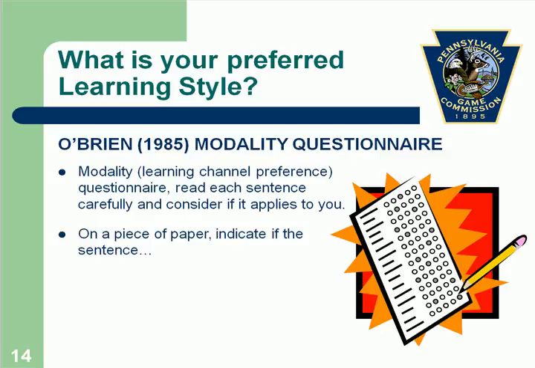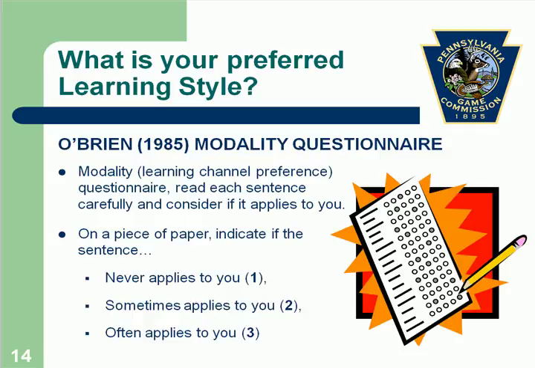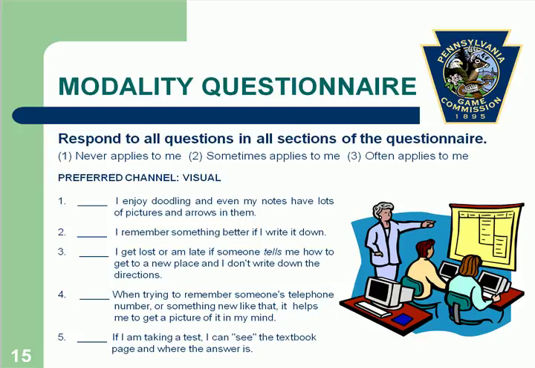On a separate piece of paper, indicate if the sentence never applies to you, mark with a 1, sometimes applies to you, mark with a 2, often applies to you, mark with a 3. We will start first with the visual preferred channel. Read each sentence and then on the separate piece of paper, mark your answer.